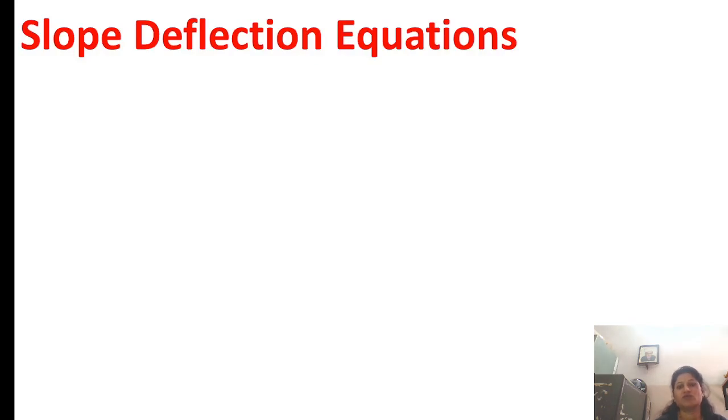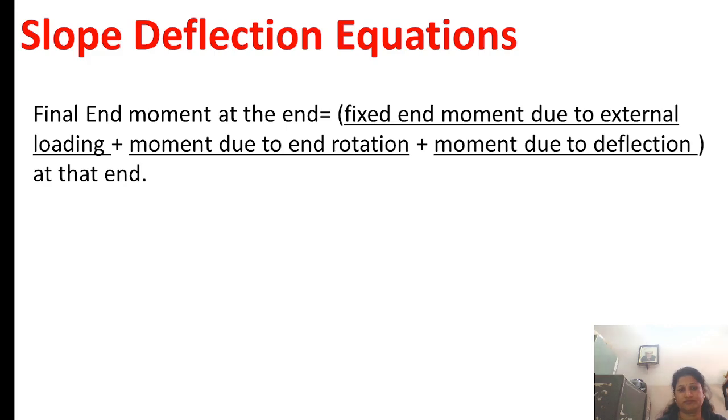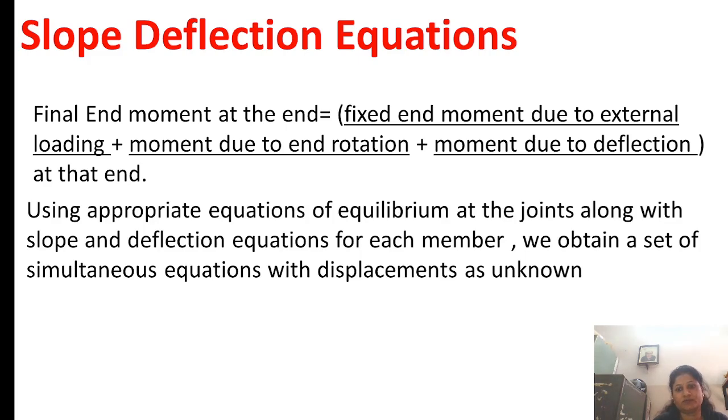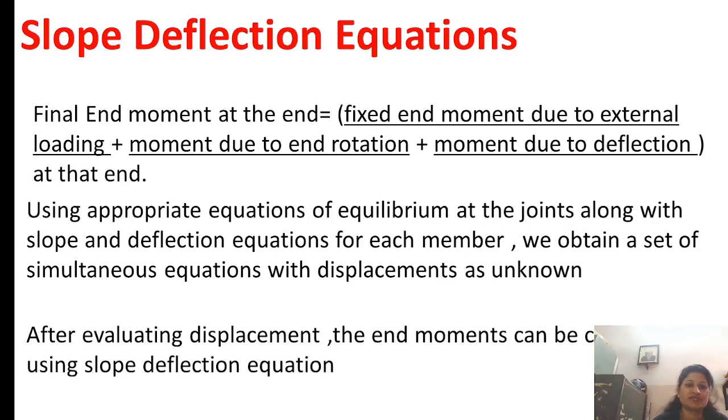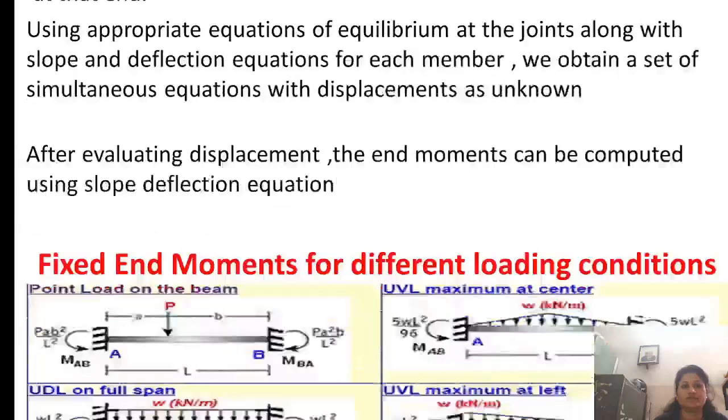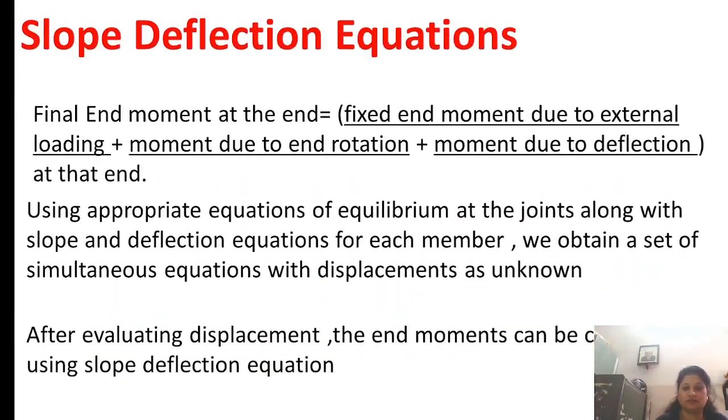Now let us start the slope deflection equation. This formula comes from a small derivation. In today's lecture, we will just try to understand the equation: the final end moment is equal to the fixed end moment due to the external loading, plus the moment due to the rotation, plus the moment due to the deflection at that end.